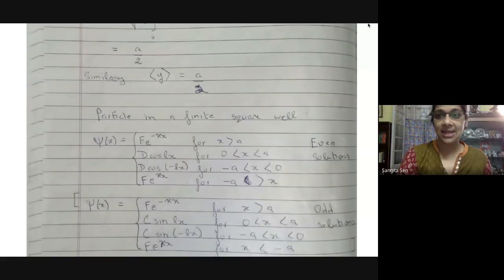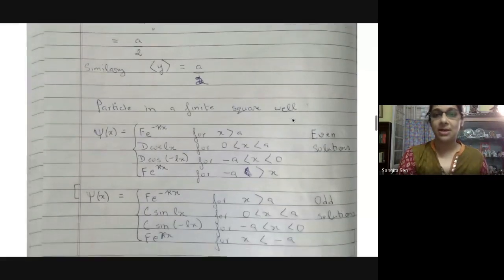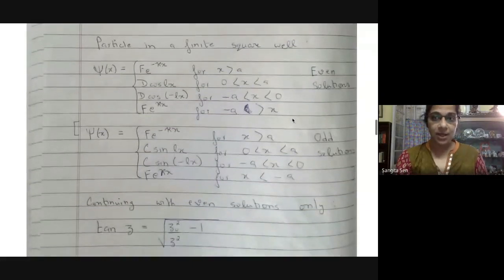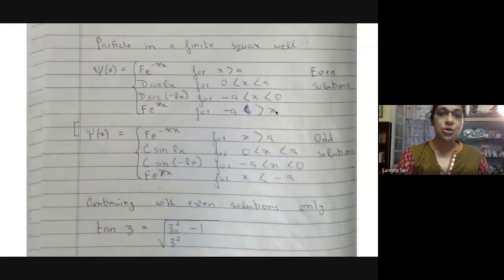Then the next thing that I was going to talk about is the particle in a finite square well. We found that there are two types of solutions for the finite square well. Even solutions, where the bound part of the wave function has a cos function, because cos is an even function of x. And you have the odd solutions where you have the sine function. Okay.